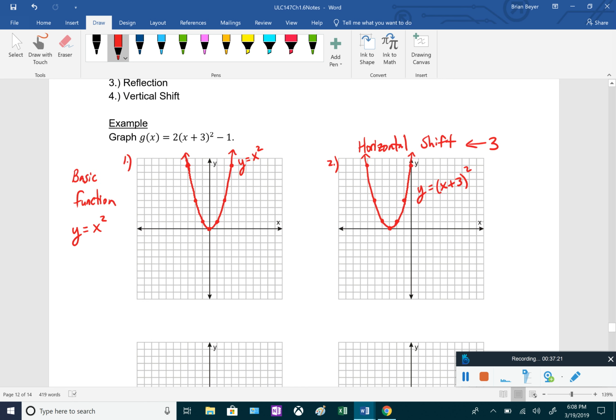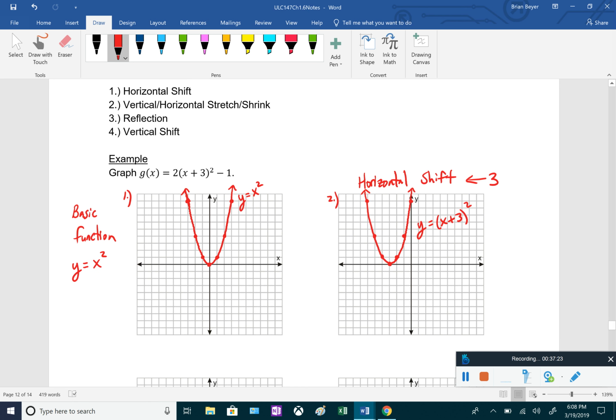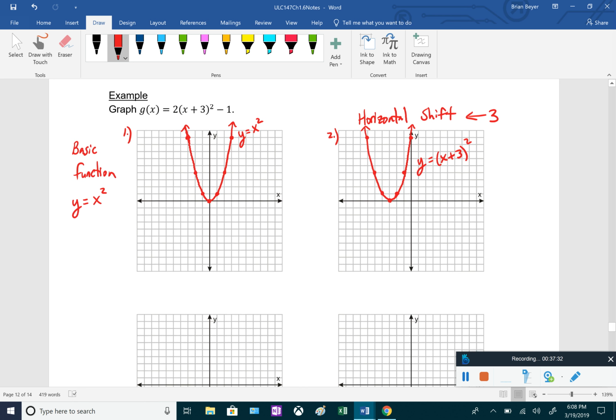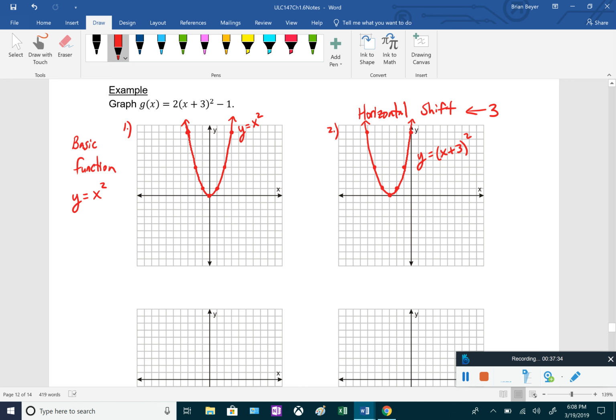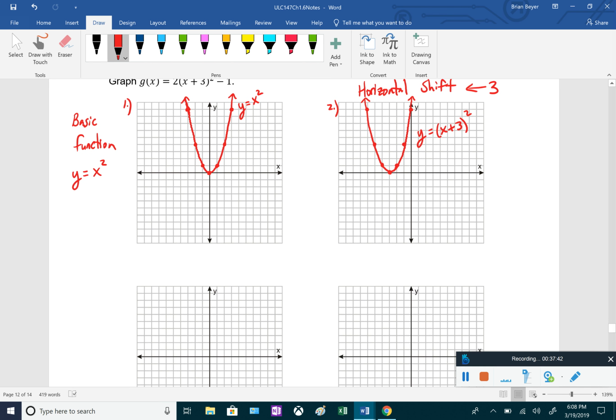So the next thing that we're going to look for based on the order up here is a vertical or horizontal stretch or shrink. There is a vertical stretch because of this 2 that's multiplying out front. So when we have that vertical stretch with the 2, that means we're going to multiply every y value by 2 based on the previous graph.